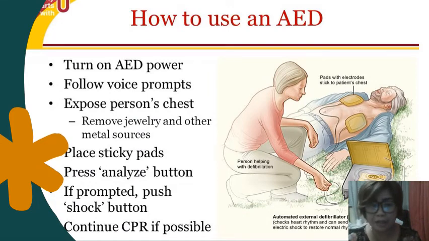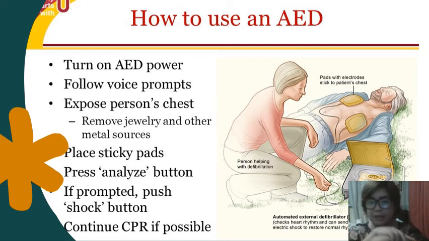You have here the steps now. You turn on the AED power. Make sure you have already positioned the pads before you turn on the AED power, and then you follow the voice prompts. Expose the person's chest. Do not forget, you do not put the pad over the clothing. Make sure that the chest is dry. You wipe it dry if it's wet with sweat, and if there are blood stains, you just have to wipe them off. That way, the pads will be placed properly. And then you remove jewelry and any metal sources worn by the patient. They have to be removed.